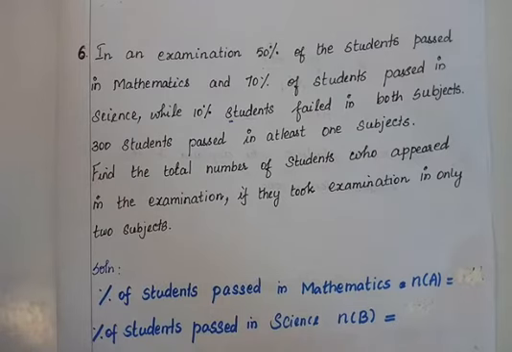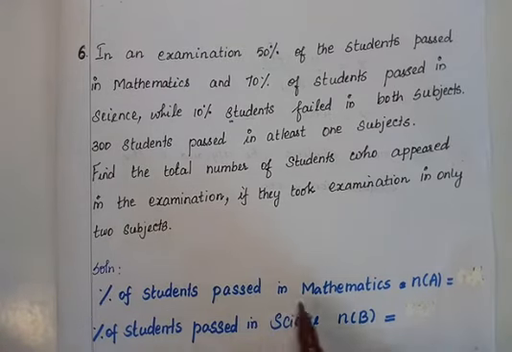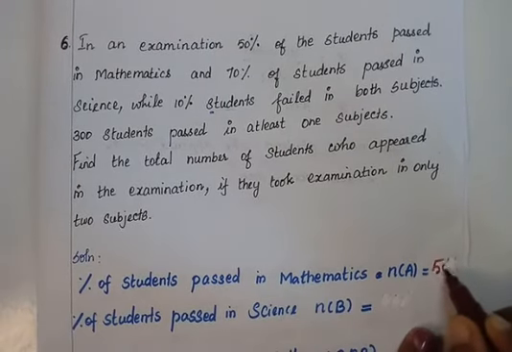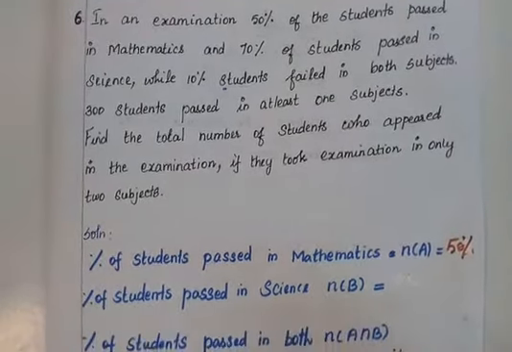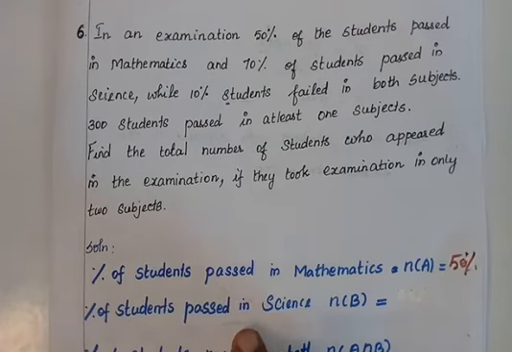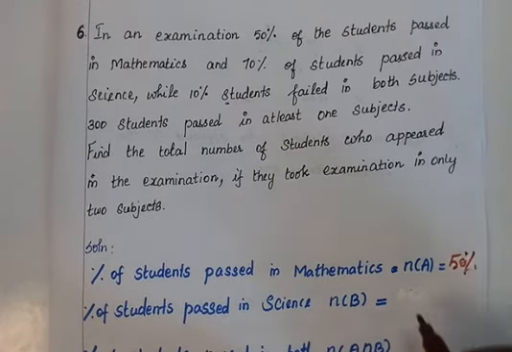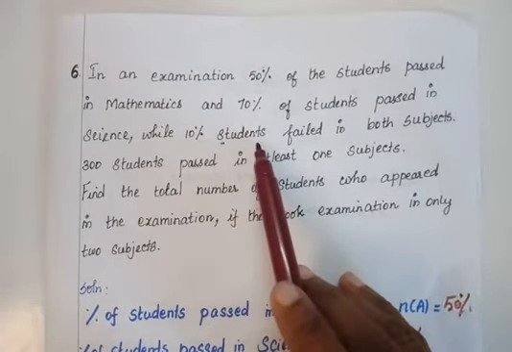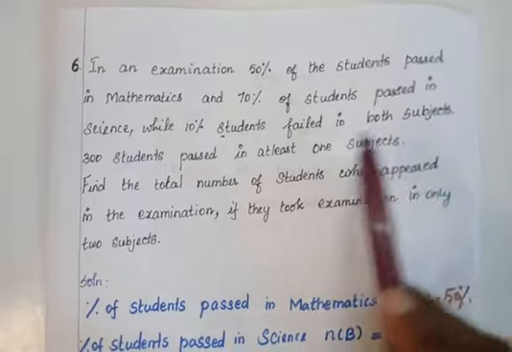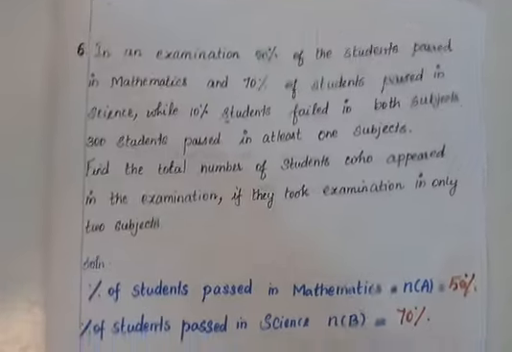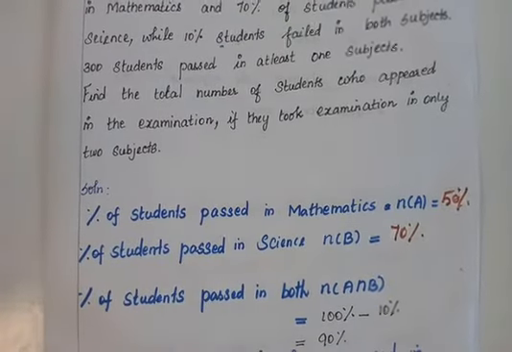Given 50% of students passed in mathematics. So the percentage of students passed in mathematics, n(A), is 50%. And 70% of students passed in science. Therefore, the percentage of students passed in science, n(B), equals 70%. And given that 10% of students failed in both. Here both the subjects are pass percentages, so here also we find only the pass percentage.